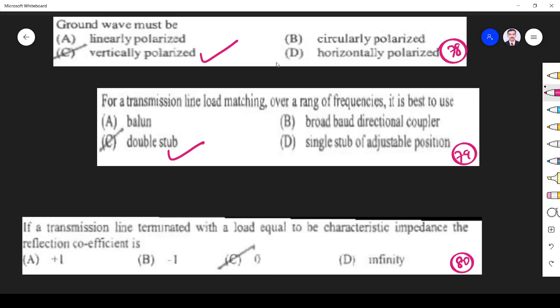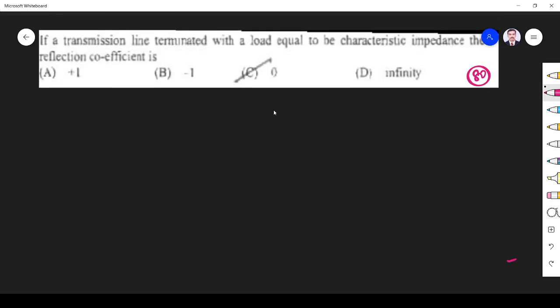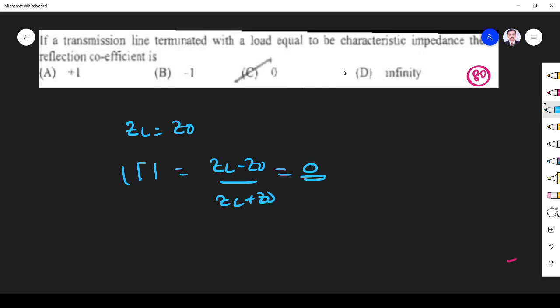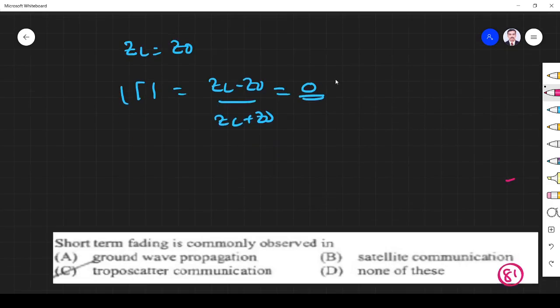Next question, if a transmission line is terminated with a load equal to characteristic impedance, the reflection coefficient? So ZL is equal to Z0. Reflection coefficient is given by ZL minus Z0 divided by ZL plus Z0. ZL is equal to Z0 means it is 0. So option C is the right answer.